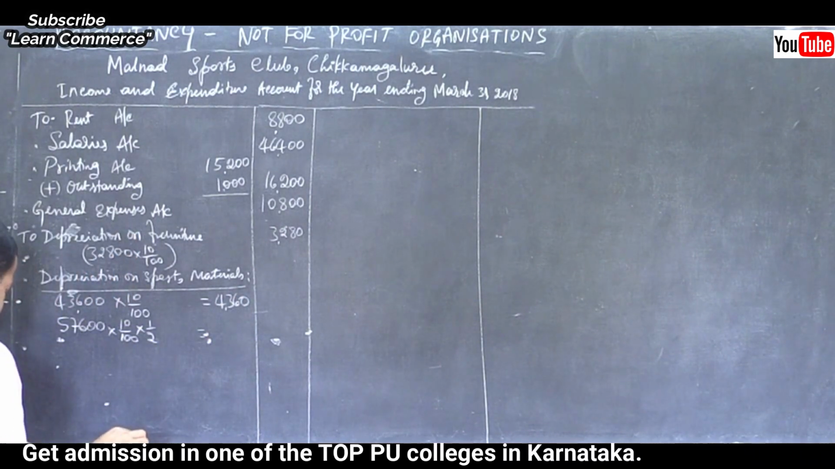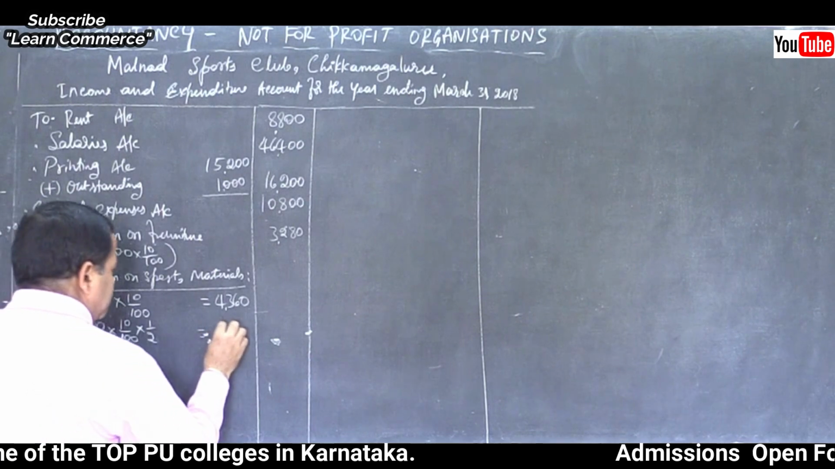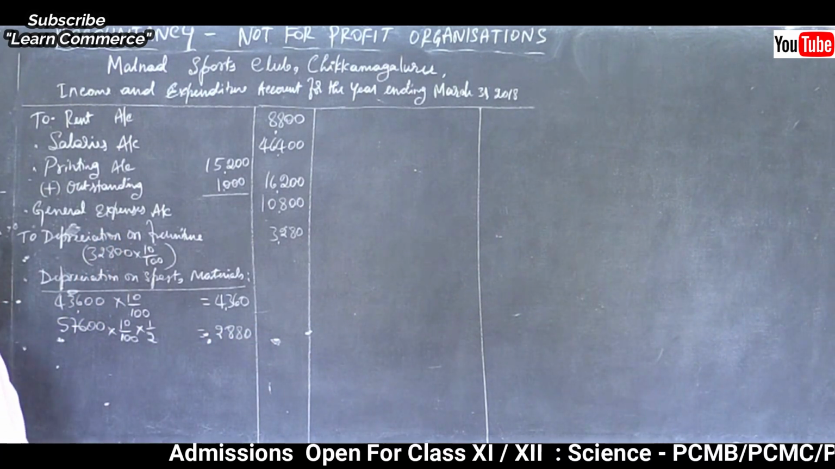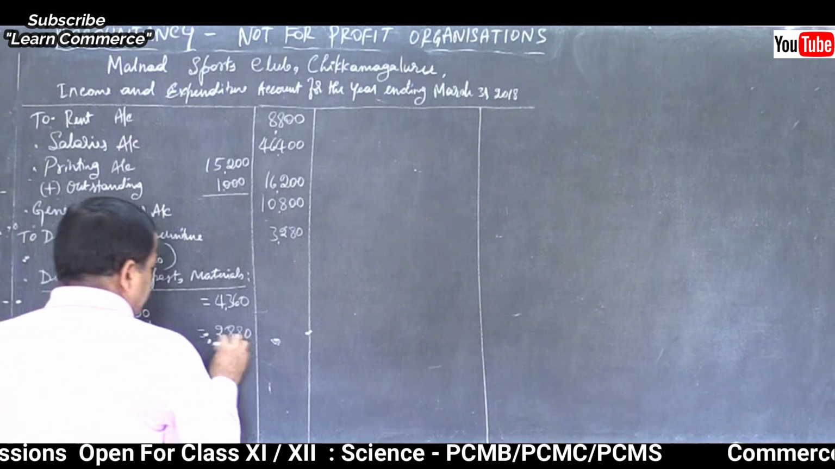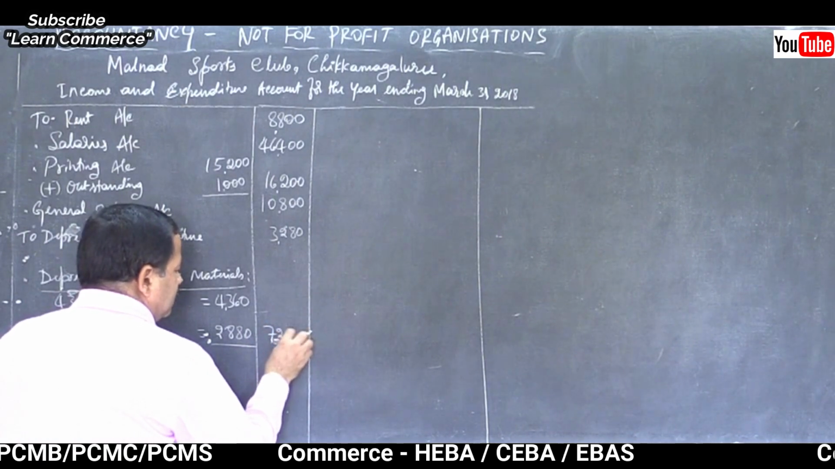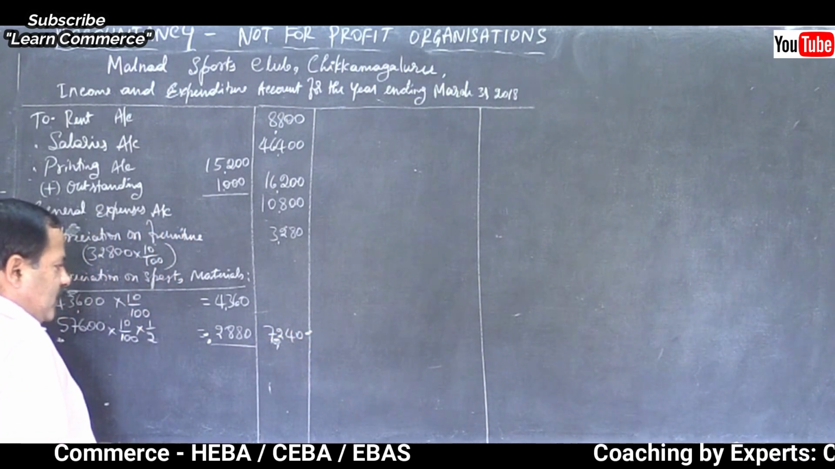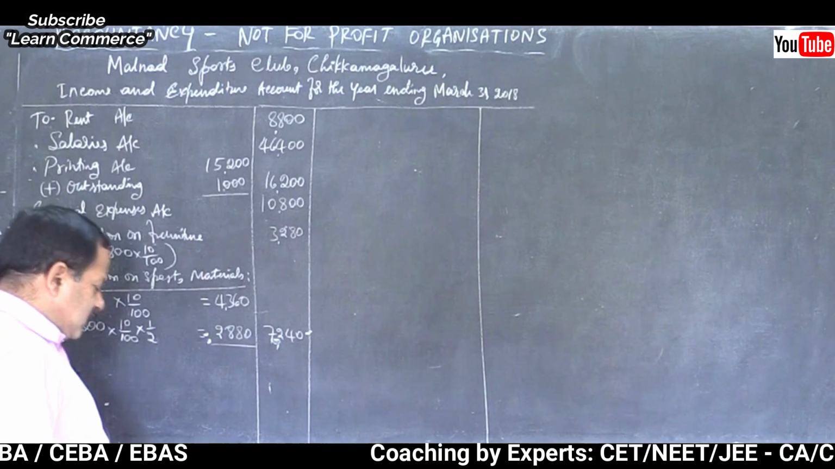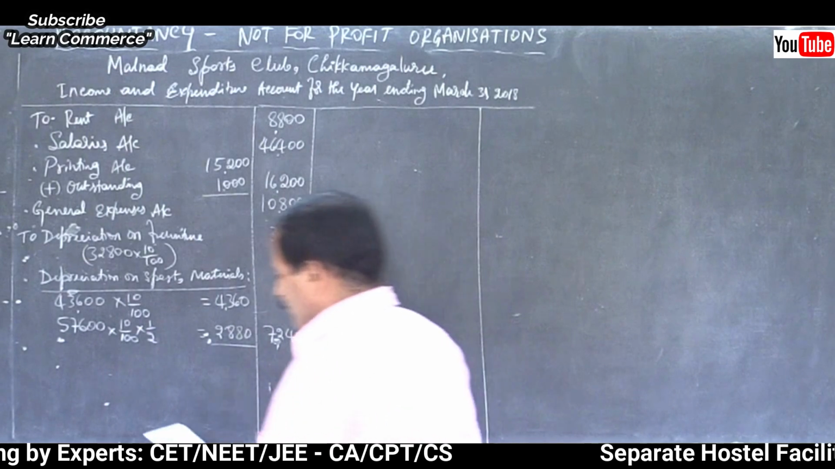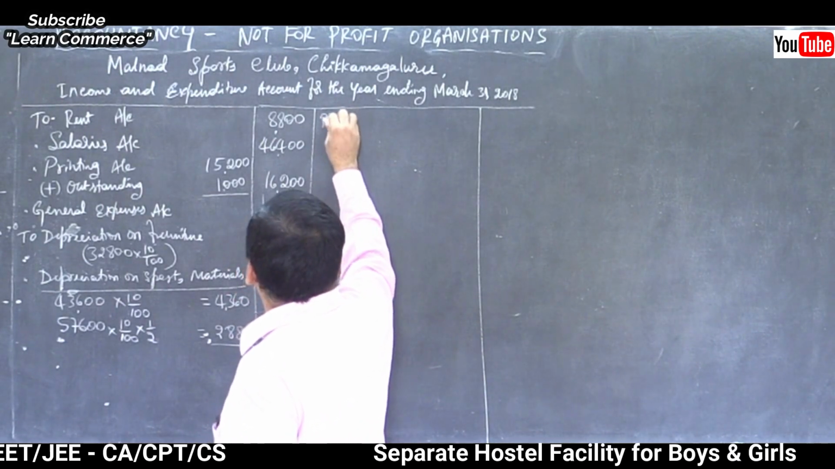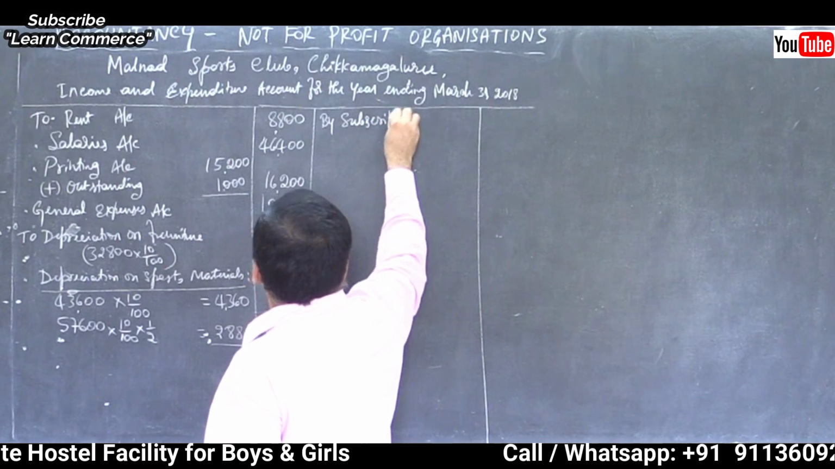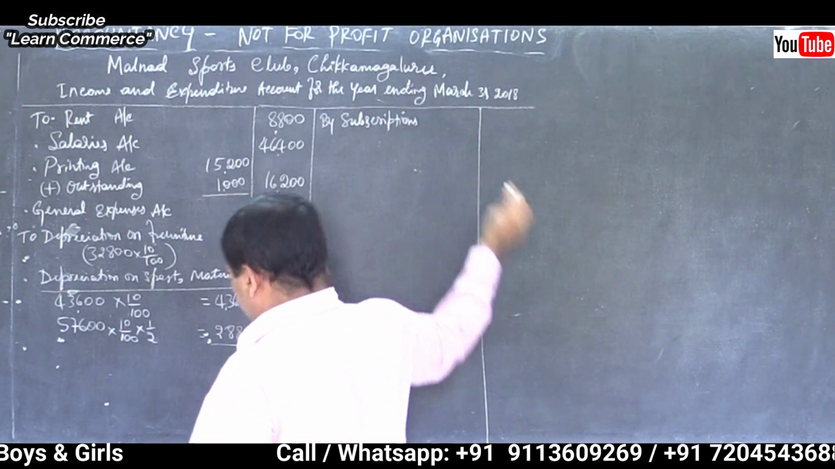and 2880. So together it will be 7,240. That's all. Let us move on to the credit side, that is income by subscriptions. I told you subscription is a common item in not for profit organizations.